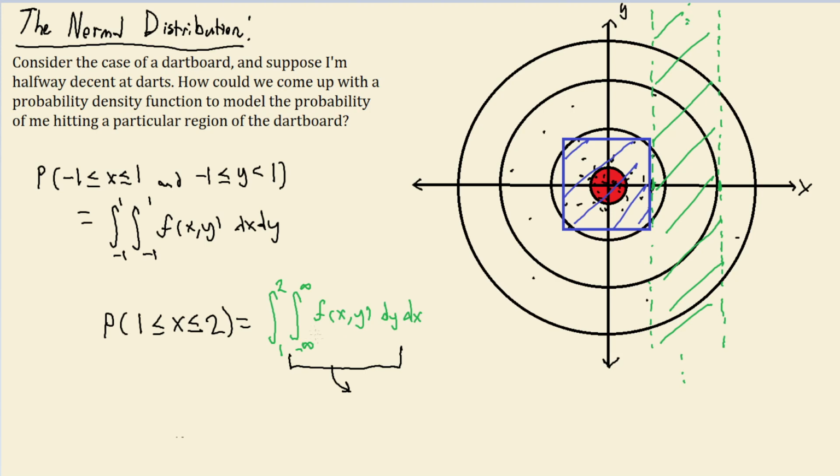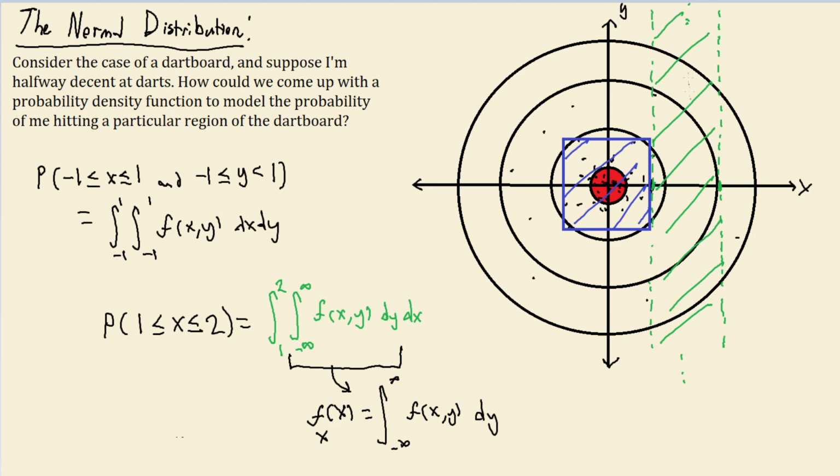And so this integral right here, this integral from negative infinity to infinity of f of x, y, our probability density function, with respect to y, there's a special name for this. This is called the marginal probability density function of x, and it's denoted somewhat like this. This is a separate probability density function that just deals with x, but this would be how you evaluate it.